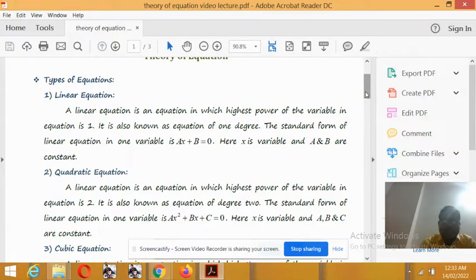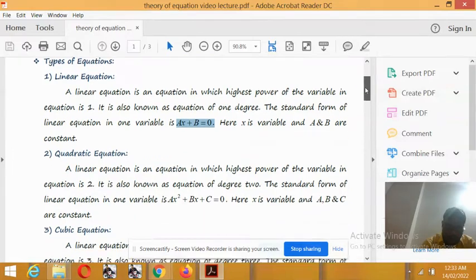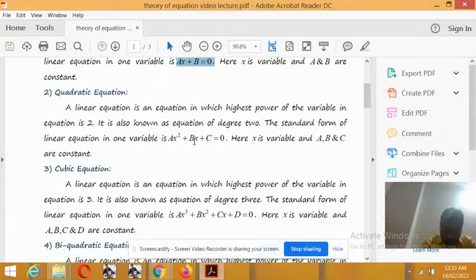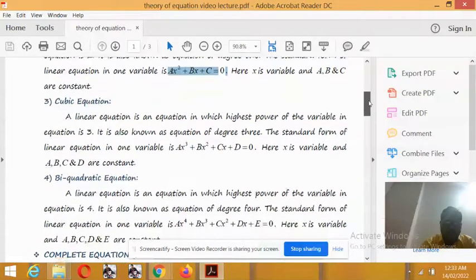We start with the linear equation. A linear equation is an equation in which the highest power of the variable is 1, and it is known as the equation of degree 1. The standard form of the linear equation is given by ax plus b, where x is the variable and a and b are constants. Now the quadratic equation: the equation of degree 2 is said to be the quadratic equation, and the standard form is ax square plus bx plus c equal to 0, where x is a variable and a, b, c are constants.